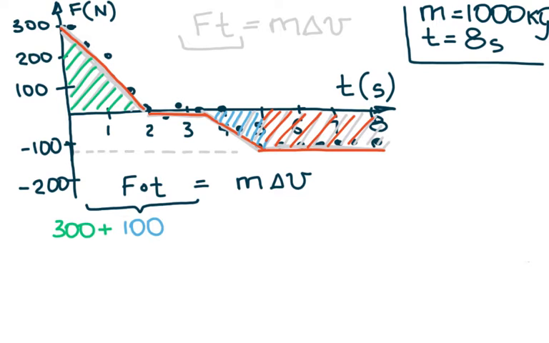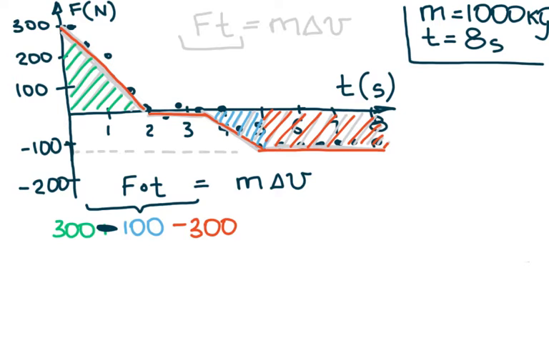And then the last part, I'm going to make it in red, is the area underneath that part of the graph. So the time is 3 seconds, and the force was negative 100. So that is negative, and the other one was negative as well. So this one is also negative because the force is acting negative. And for the next part the height is 100 and 3 seconds, so negative 300.